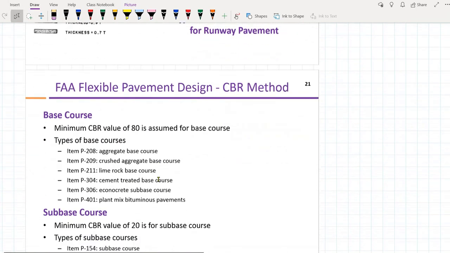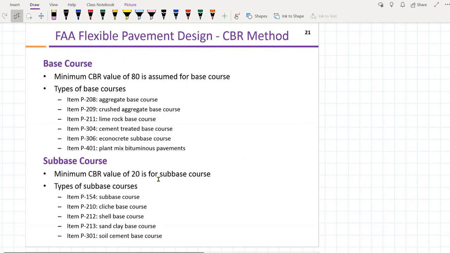Okay, let's move on. Now we will talk about the pavement design proposed by FAA, Federal Aviation Administration. This method is also called the CBR method because the design is based on CBR values. We know what CBR is. We have studied it before. CBR is California Bearing Ratio.